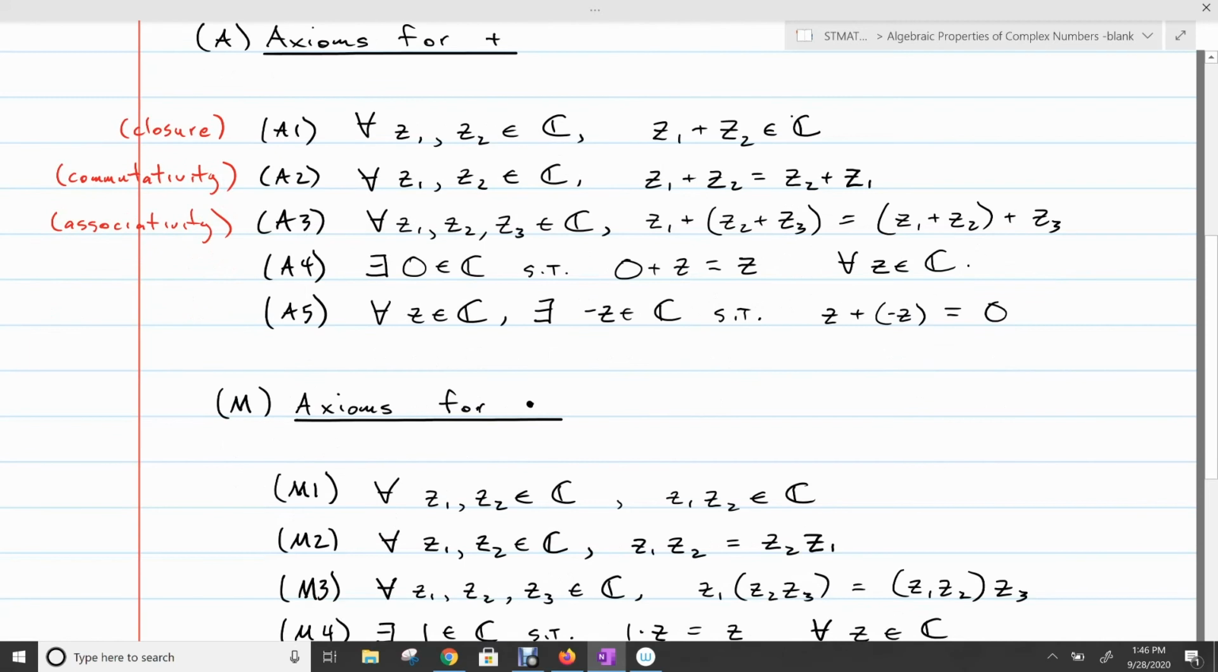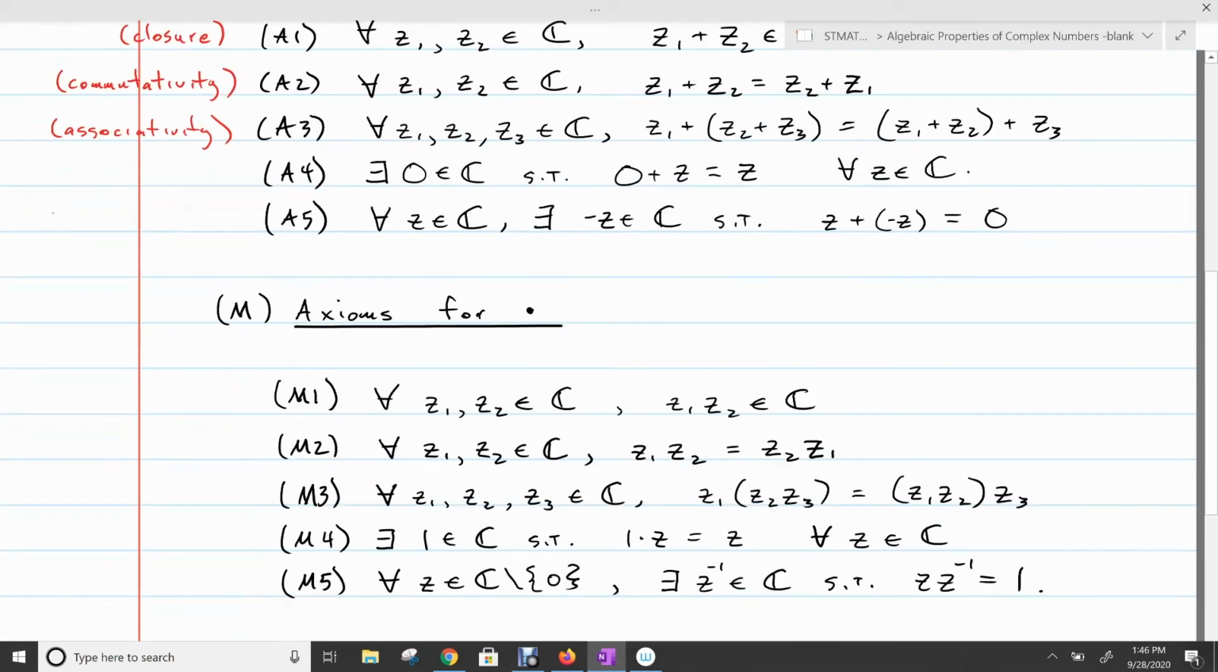The fifth property says that if you start with a complex number, there's an additive inverse that you can add to it, which will yield 0 when you add it to the original number. So for every z, there exists negative z having the property z plus negative z equals 0. So this would be called an additive inverse. The fourth property, we call that the additive identity.